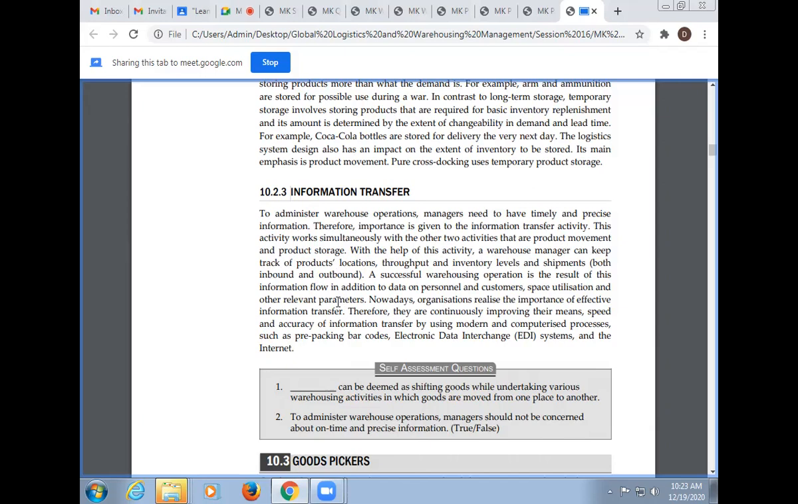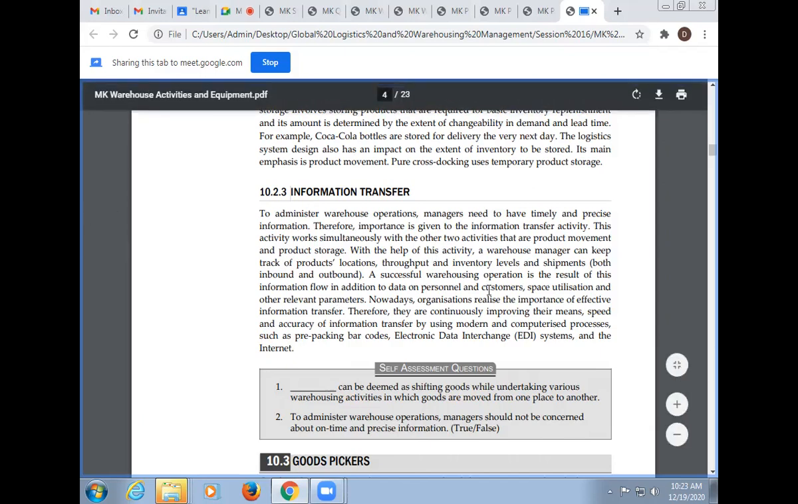Inbound logistics mean the tiers of the suppliers are there. From the tier 1, tier 2, tier 3 supplier, these are the inbound logistics of the supply chain. Outbound logistics of the supply chain, customers, tiers of the customers are there: one tier, two tier, three tier customer. These are the outbound logistics. A successful warehousing operation is the result of this information flow in addition to data on personnel and customer, space utilization, and other relevant parameters.